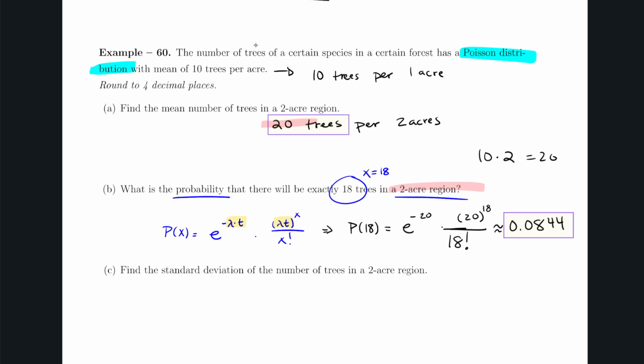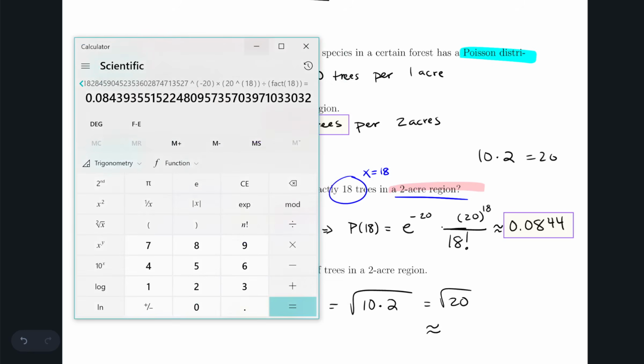So finally, what's the standard deviation of the number of trees in a 2-acre region? I'd encourage you to look at our list of formulas at the top of this page. Identify which formula we should use here. So for standard deviation, that's our sigma sub x is the square root of lambda times t for a Poisson distribution. Here we know the distribution is 10 per acre. We've got a space of 2 acres. So this will be the square root of 20. We'll round to 4 decimal places. And we get 4.4721 when rounded to 4 decimal places.